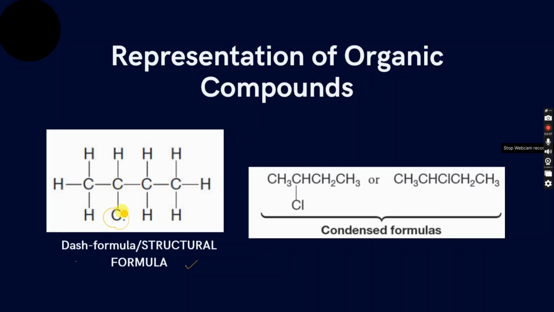Whereas in the condensed formula you don't have to show any bonds. You straight away write the formula CH3CHClCH2CH3. That's how you write the condensed form. Or you can show it this way also, where chlorine is shown separately because it's a functional group. Or you can write it together as it is written on the right hand side. Without showing any bonds, you have to write the condensed formula. So the condensed formula is without bonds, and the structural formula shows the bonds along with the atoms or the functional group present there.